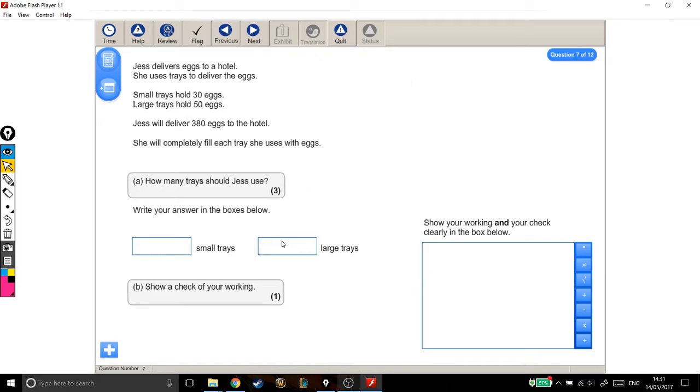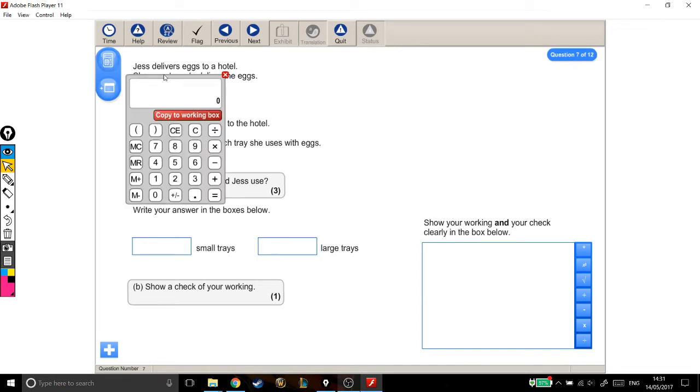Write your answer in the boxes below, and then we're going to need to show a check of our working. There are lots of different ways of answering this question, and lots of different answers that you could have. I'm going to pick just one of the ways, and I'll show you how to check your answer, so if you've got a different answer, you can check your own.